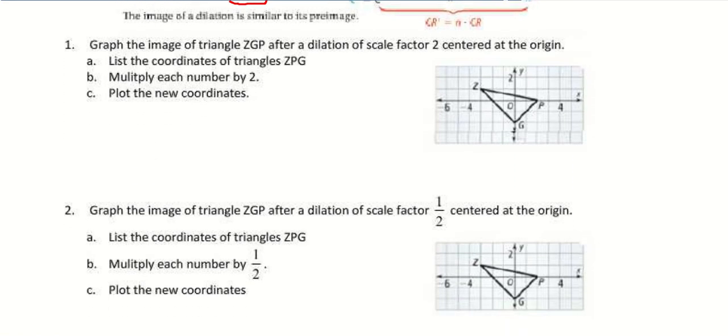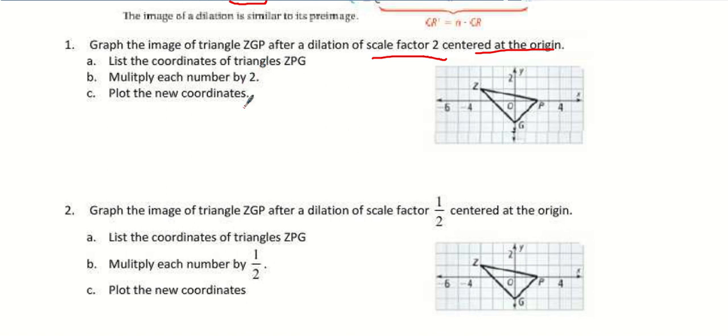All right. So we want to go ahead and graph the image after the dilation. This is a scale factor of 2, and the center is at the origin. What this basically means for us is that if this were a phone and I were to take my fingers and place it right on here and I stretch out, okay, where are you zooming in at? That's your center. So we're always going to be centered at the origin for our purposes. Okay, so we want to list the coordinates of the triangle, multiply by 2, plot the two coordinates.